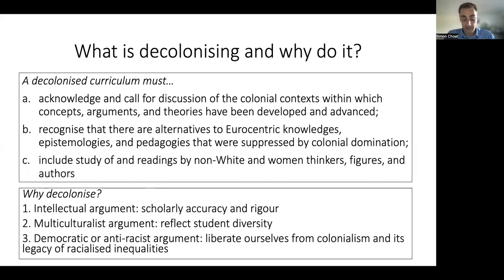And what this means in practice, decolonizing the curriculum, is obviously a matter of ongoing debate. That is partly because one thing that decolonization definitely involves is an appreciation that there are a variety of ways of thinking and speaking about social and political phenomena. And therefore, the content of a curriculum cannot and should not be prescribed in advance. But nonetheless, in practice, we would argue that at a minimum, a decolonized curriculum will be one that does these three things on the top of the slide here.